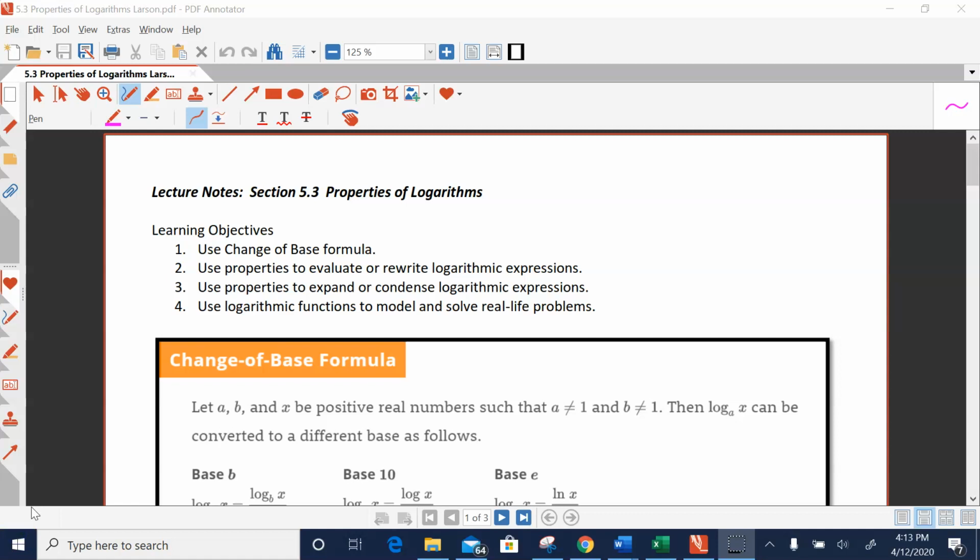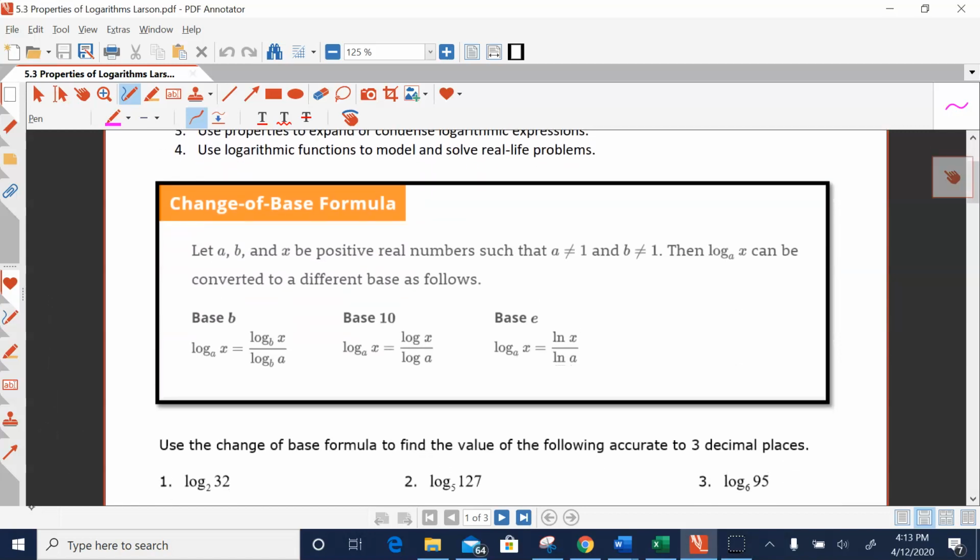So the first property we're going to look at is the change of base formula. And this particular formula will allow you to take the logarithm of any number, regardless of the base. Some of our calculators will not do anything other than log base 10 or log base e. If I want to calculate something that's log base 4 or log base 7, a lot of our calculators will not perform that operation. So here is our change of base formula.